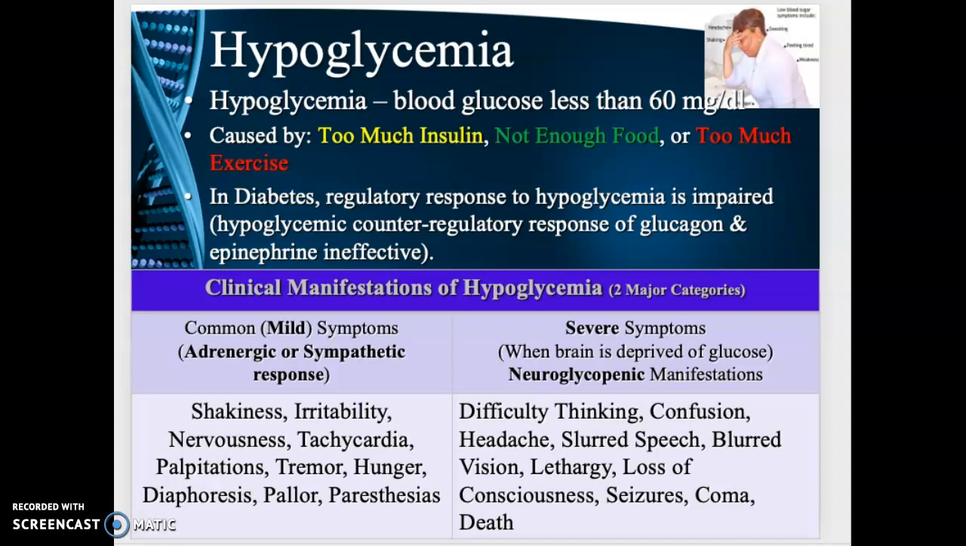And then as the blood sugar continues to drop, we have our second major category, where the blood sugar drops to less than 50 or 40, and it's getting down quite low. This is what we call the neuroglycopenic manifestations. Neuro means brain or nervous system, glyco means sugar, and penic means low. So this is a low blood sugar to the brain. And just like it says, they're going to have difficulty thinking. They may be confused, complain of a headache, have slurred speech, blurred vision, lethargy, loss of consciousness, which can lead to seizures, coma, and death.